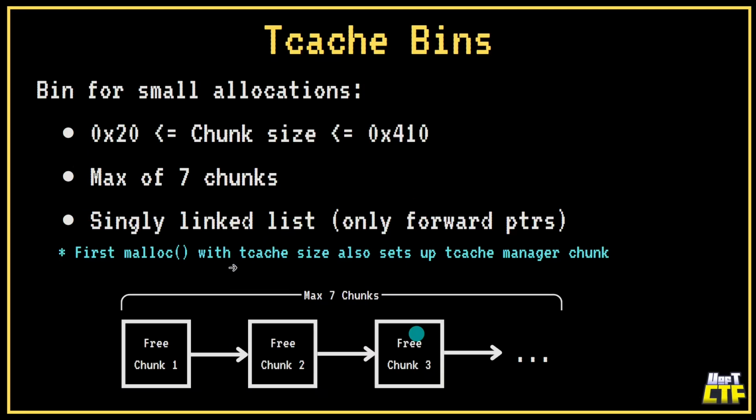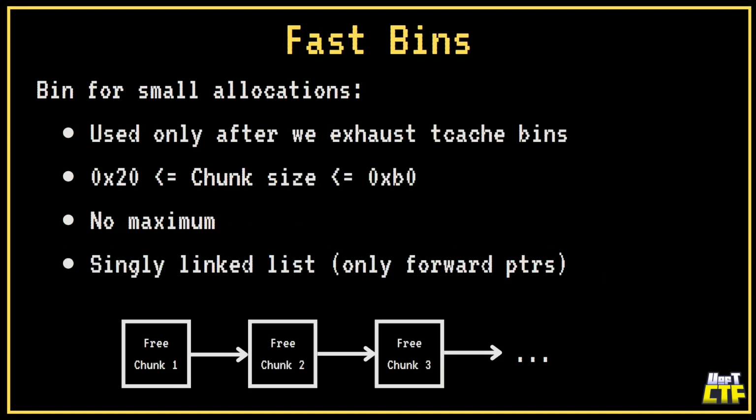There's this side note here which I don't really understand, but apparently the first malloc that you do will also add in another chunk that's 0x300 bytes, but we don't have to worry about that. Conceptually, we don't have to worry about that.